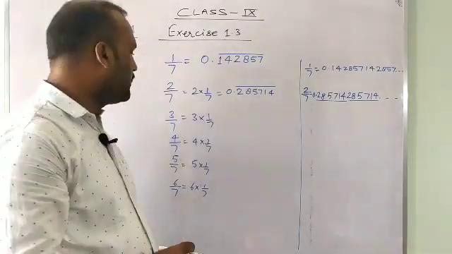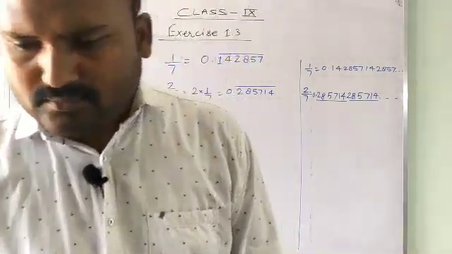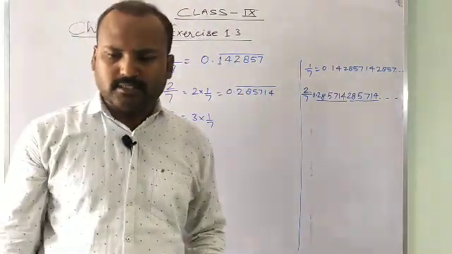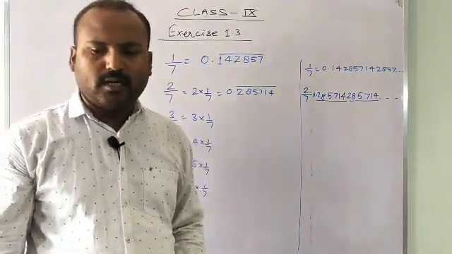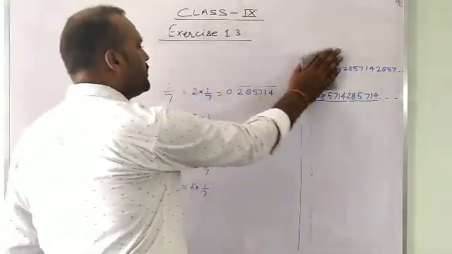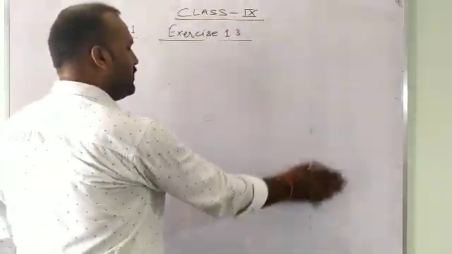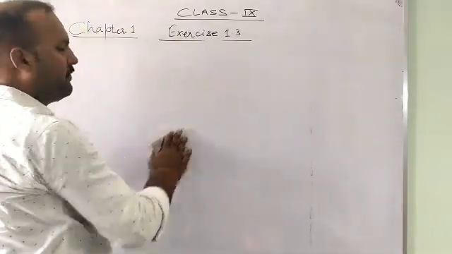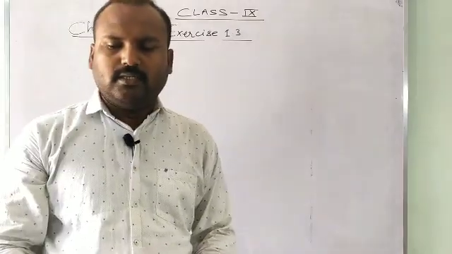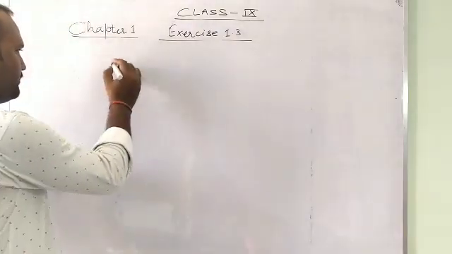By this method you can find the values of 3 by 7, 4 by 7, 5 by 7 and 6 by 7. All are non-terminating repeating decimals. This will be your answer. Now see question number 3. This is an important question, where we have to use a few methods to convert non-terminating repeating decimals into fractions.